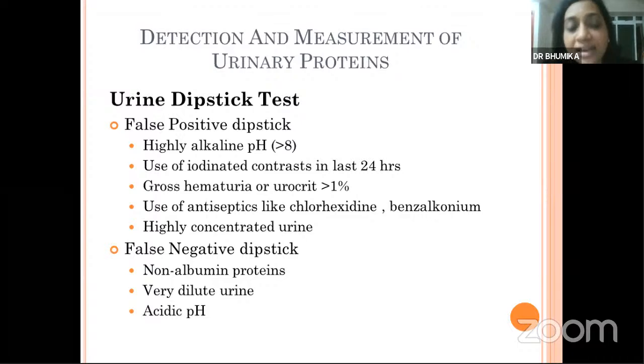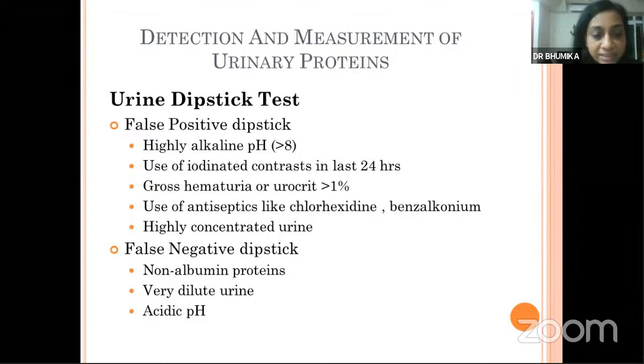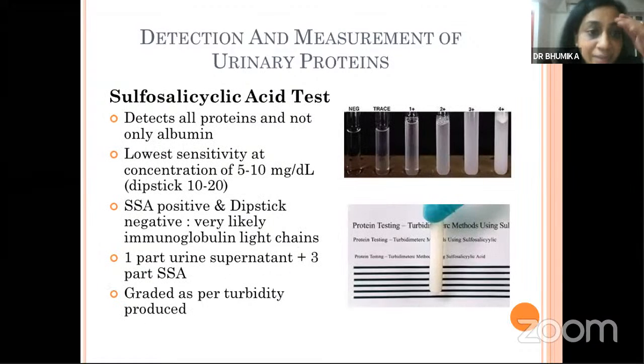So that means that even if it is a non-albumin protein, the protein still is being leaked. False negative is seen in very dilute urine and acidic pH. The next comes the SSA test, or the sulfosalicylic acid test.